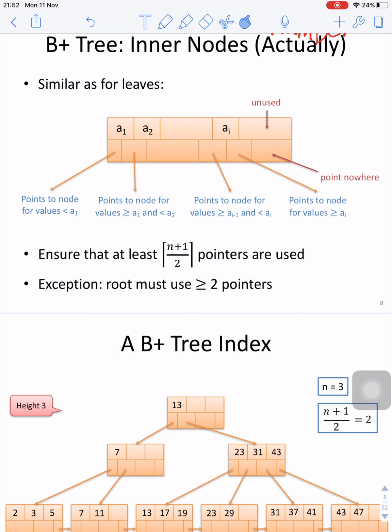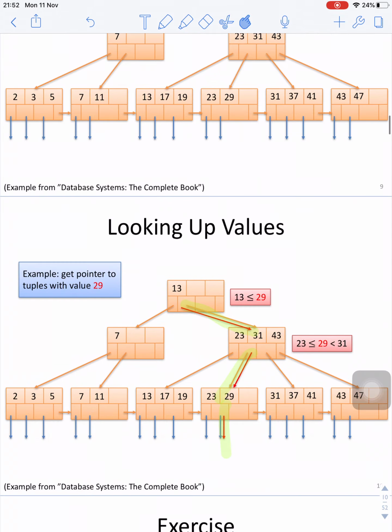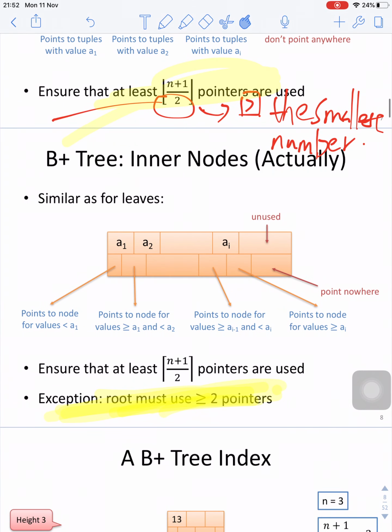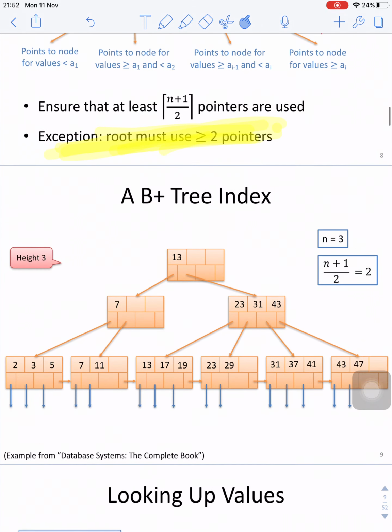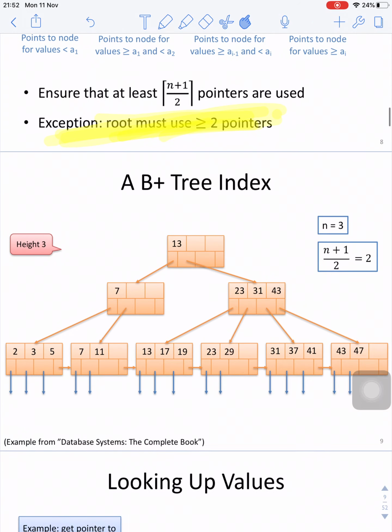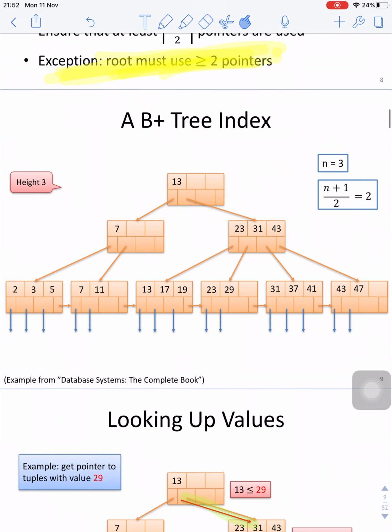In the B+tree inner node, we ensure that at least (n+1)/2 pointers are used. The root must have at least 2 pointers. The root must have more than 2 pointers. Yeah, this is just a notation.